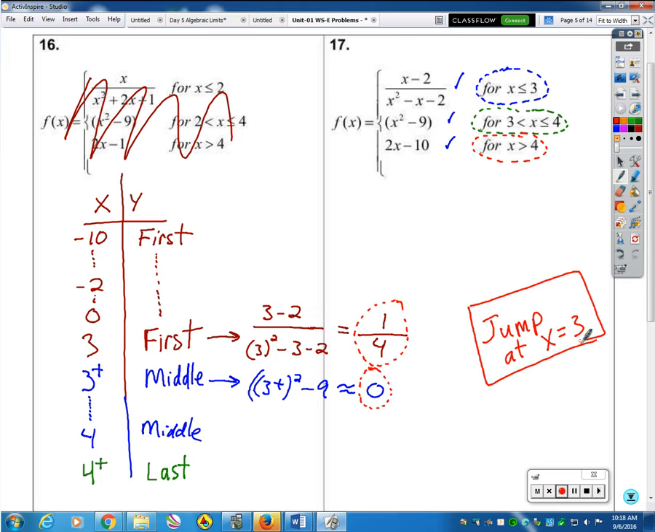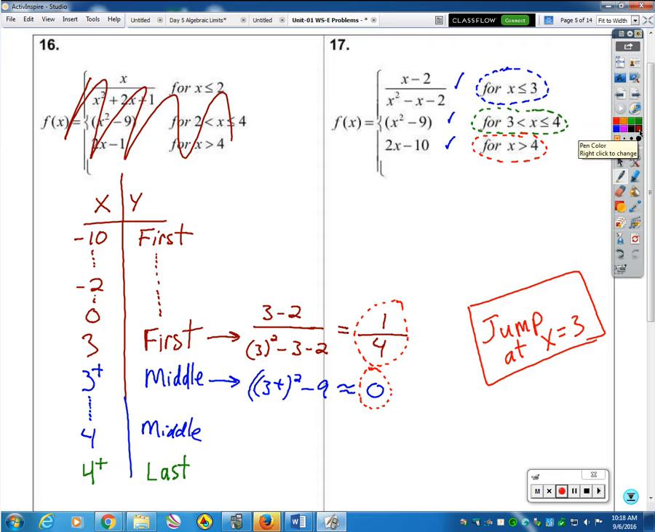Pause for comments, anything. Is that a hard problem? The instructions say we should look for any type of discontinuity, so we just started looking for jumps. We need to check and see if there's another jump, because there could be one right there at 4. But we still have to look for holes and vertical asymptotes. We just haven't got there yet. Question? Please, Ellie. Absolutely.